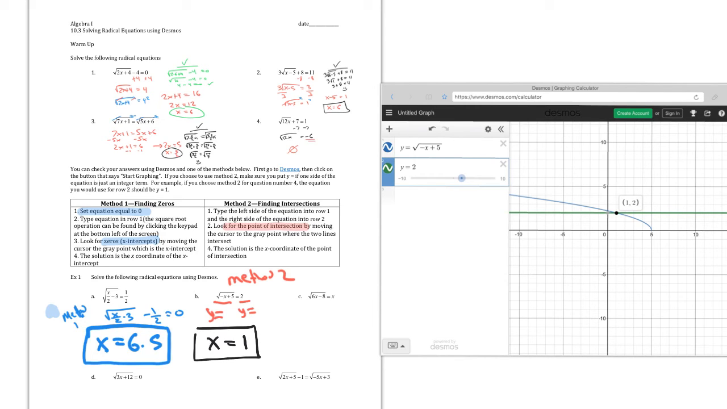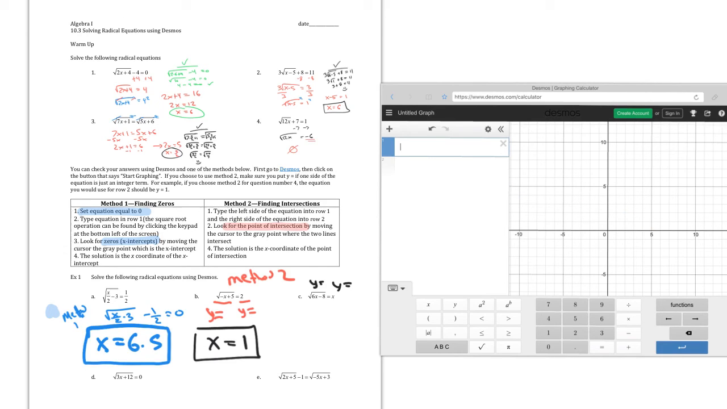All right, let's do a couple more real quick. I tend to like method 2 better personally, because I don't have to manipulate the equation at all. So I can go right away for problem C and call both sides y equals. So let's go over here to Desmos one more time, and we'll do y equals square root of 6x minus 8 and y equals x.